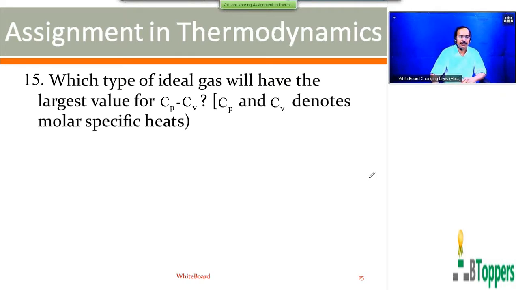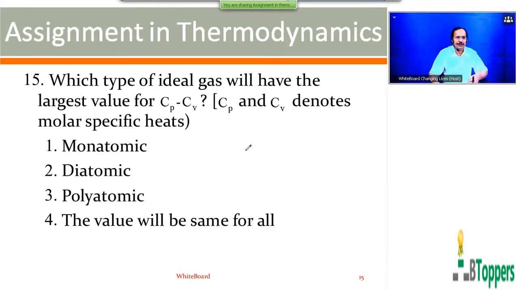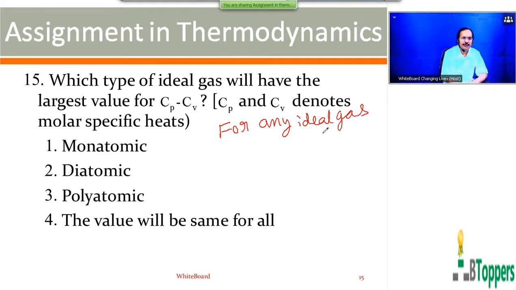Then look at question number 15. Which type of ideal gas will have the largest value of Cp minus Cv? Cp and Cv denote the molar specific heats, discussed already earlier in the theory part. So for any ideal gas with any atomicity, molar specific heat at constant pressure minus molar specific heat at constant volume is equal to the molar gas constant.